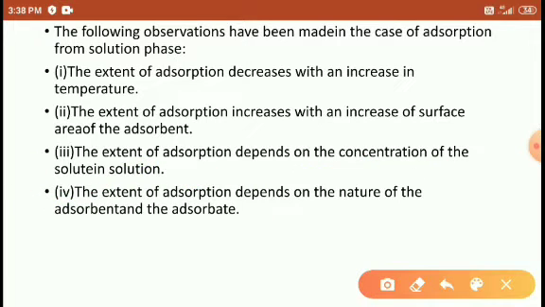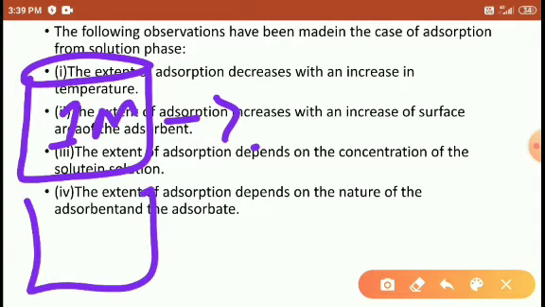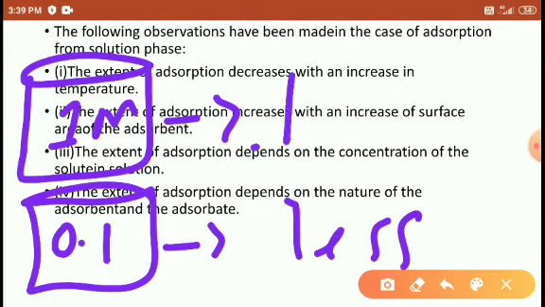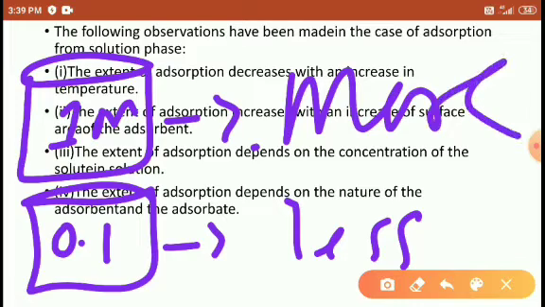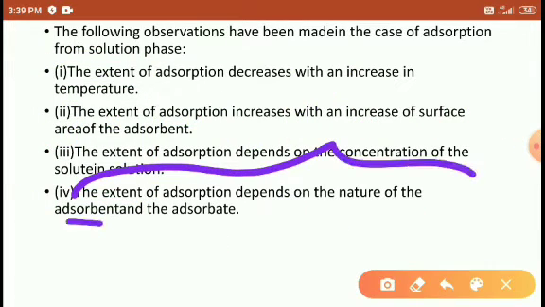Okay, students. So here the third one is the concentration. Concentration means the solution which has a high concentration, 1 molar concentration, so adsorption is high. If I am using the concentration 0.1, the lower concentration, so adsorption is less, and here the adsorption is more. Right, students? Okay.